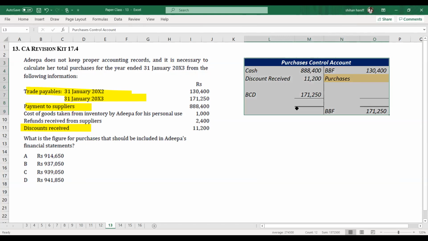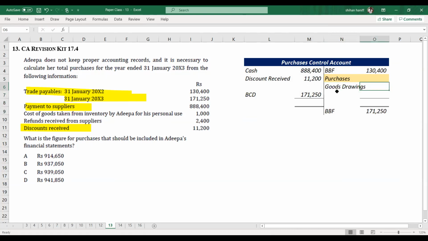Right. So let me explain the remaining two. Now there are two more transactions. Cost of goods taken from inventory by the owner for his personal use. So 1,000 has been taken by the owner. That's drawings. Drawings account debit. The purchases account will be credited. Goods drawings 1,000. So that will be credited.